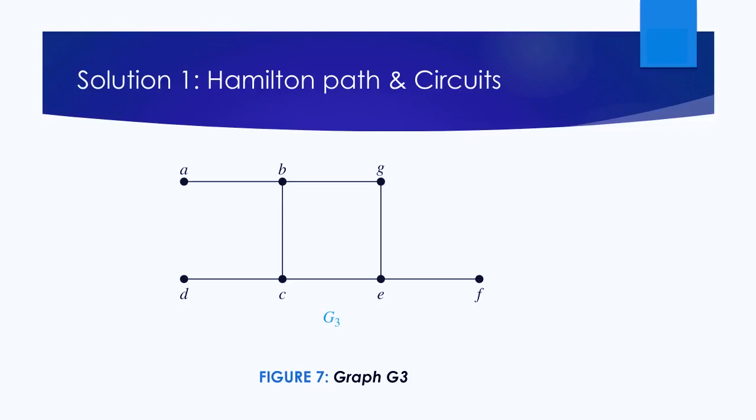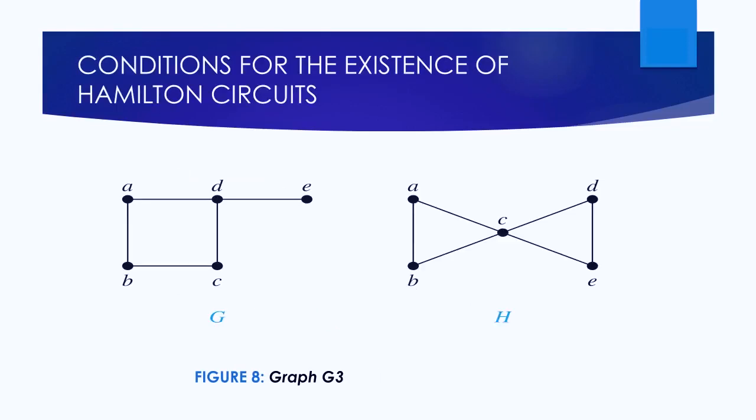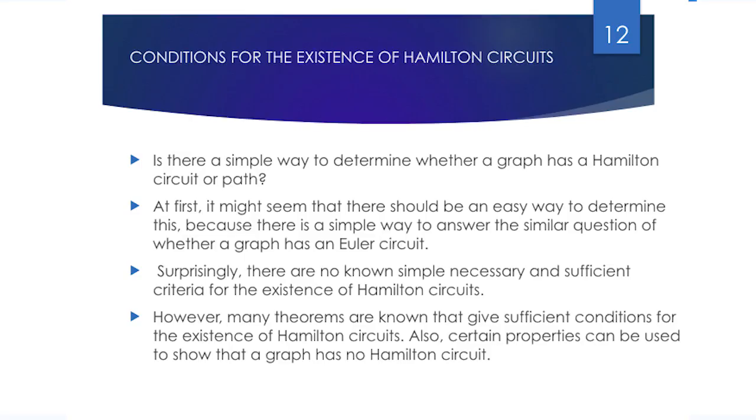Is there a simple way to determine whether a graph has a Hamilton circuit or path? At first, it might seem that there should be an easy way to determine this, because there is a simple way to answer the similar question of whether a graph has an Euler circuit. There are no known simple necessary and sufficient criteria for the existence of a Hamilton circuit.